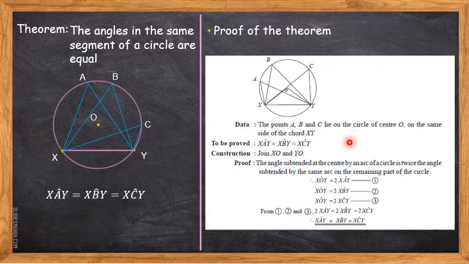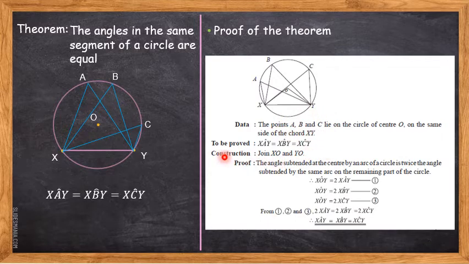Right. Then here let's look at the data. The data are points A, B and C lie on the circle with center O on the same side of the chord XY. Actually they are saying that these are all in the major segment. These points are all in the major arc of the circle.